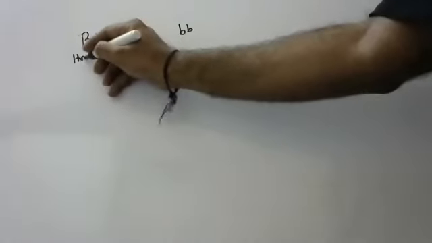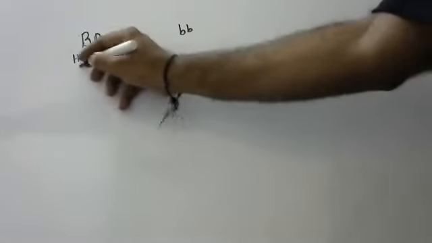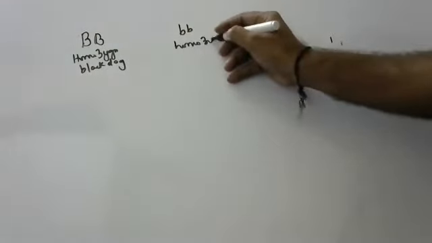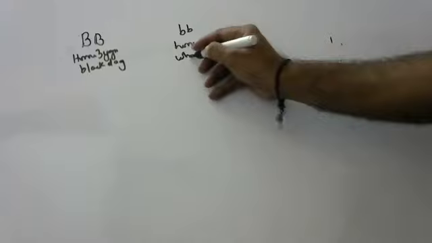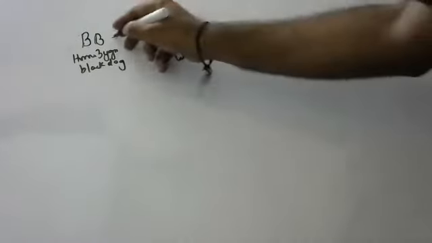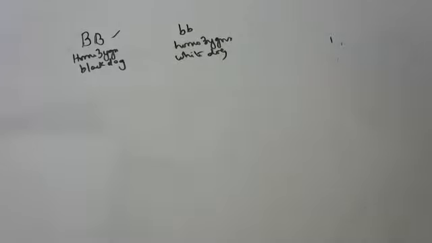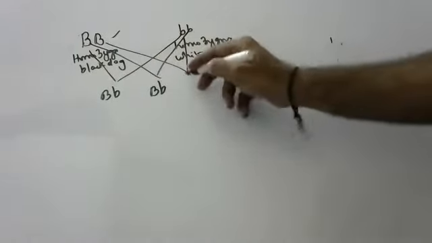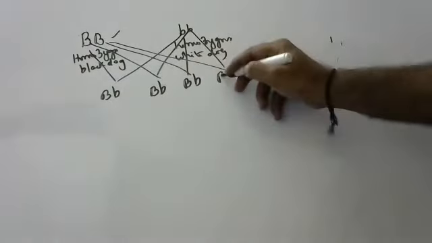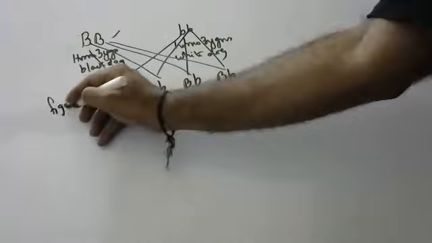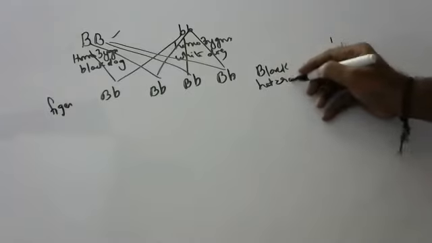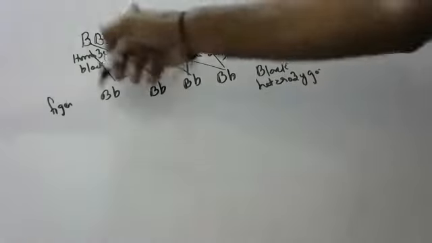So this is called a homozygous black dog. I am crossing it with a homozygous white dog. Whichever is dominant, those letters only should be there. When I cross, in the first generation I get big B small b, big B small b, big B small b, big B small b. This is the first generation, and all of them appear black only. But what black are they? Heterozygous black, not homozygous. Homozygous means same letters.